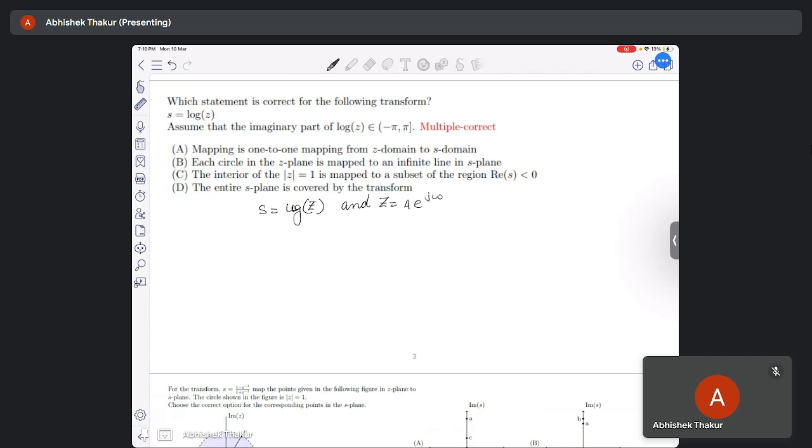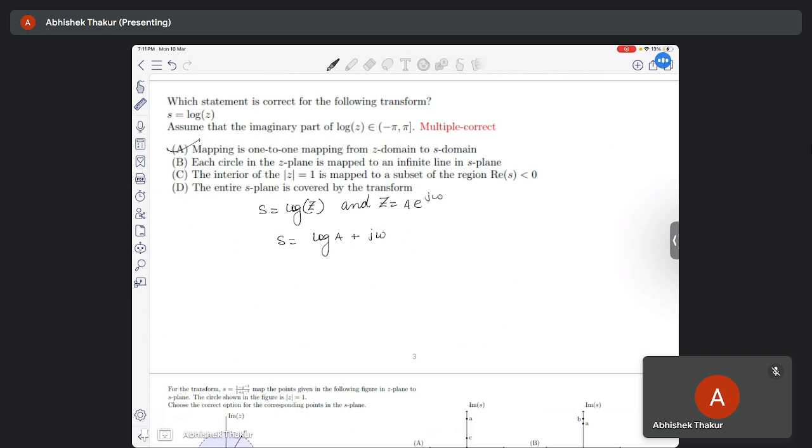So S will become, when you substitute z equal to a e to the power of j omega, log a plus j omega. So from this we can see that in option A, for every complex z, there is a unique representation in the form of a e to the power of j omega. So the mapping is a one-to-one mapping from z domain to s domain. So option A is correct.